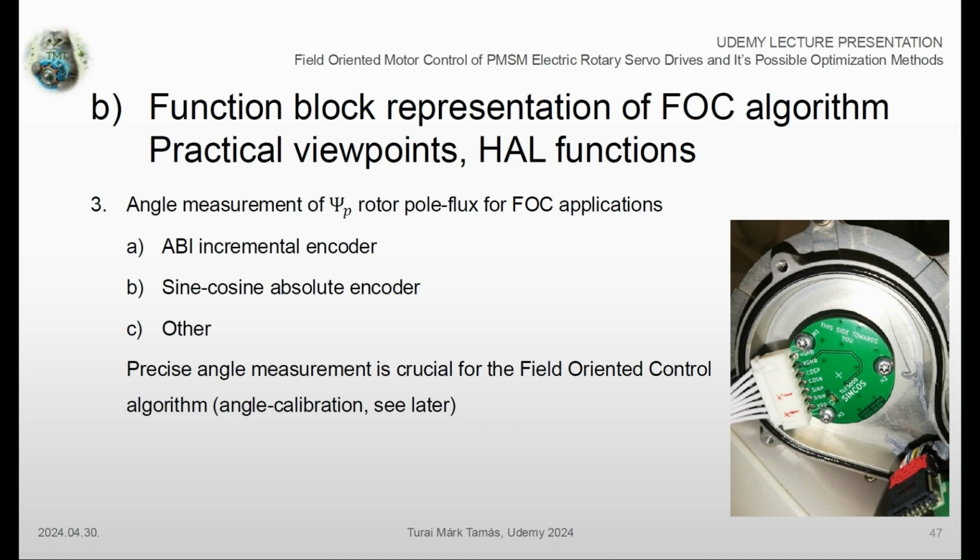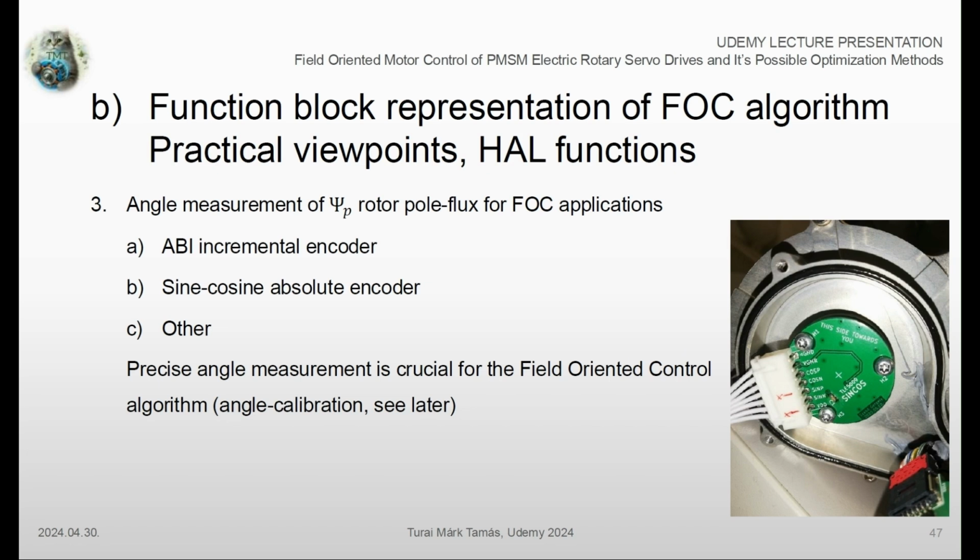The sine-cosine encoder, as its name suggests, outputs a sine and a cosine signal from which the actual angle of the motor can be calculated by using an inverse tangent function. In the next step of this course, we are going to assume that the FOC control algorithm receives the angular information from a sine-cosine encoder. We are going to dive into the details of such an absolute encoder by implementing the datasheet of the TLE5009 IC.